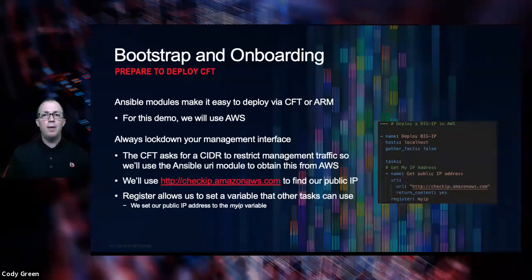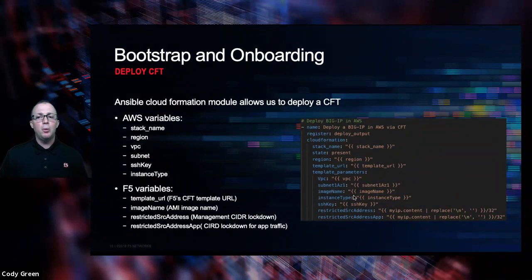So Amazon provides a nice URL that allows us to return the public IP address. Maybe you don't know it. This is a great way for Ansible to make that call and pull that variable back in. And we'll use that variable here in a little bit. So we're using the register method inside of Ansible to save our IP address so that subsequent tasks can take advantage of it. Now we get into deploying the CFT.